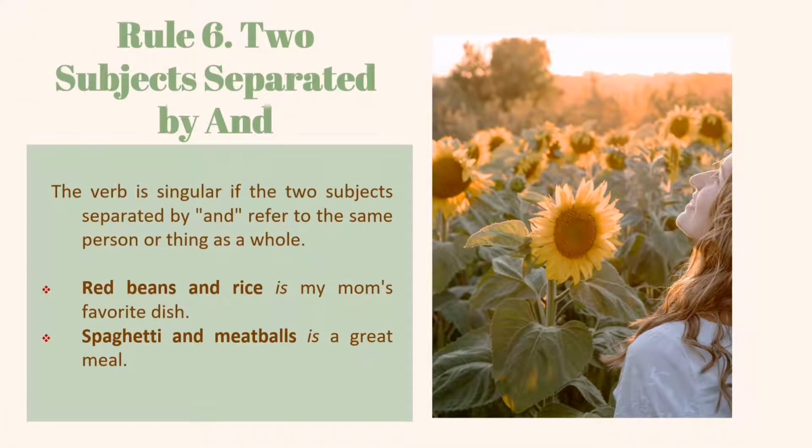Rule number 6. Two subjects separated by and. So, huwag kayong malilito kasi yung rule number 5, joined by and. So, ang sabi doon, typically, plural ang verb. Pero itong rule na to, iba to. The verb is singular if the two subjects separated by and refer to the same person or thing as a whole. Yun ang dapat tandaan. Refer to the same person or thing as a whole. Pag ang tinutukoy niya ay as a whole or isa lang.